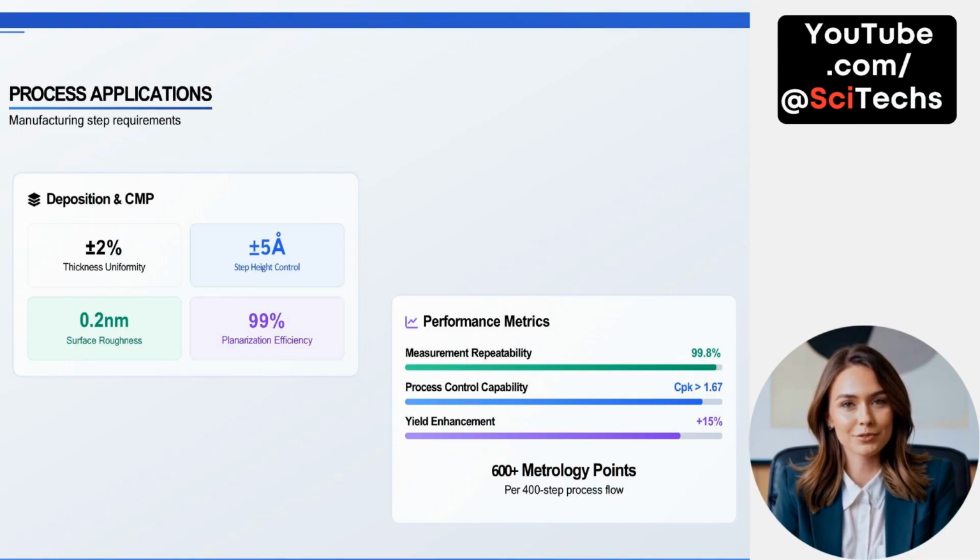Yield enhancement of over 15% reflects improved product output and reduced defects. Achieving this requires over 600 metrology points across a 400-step flow to maintain process insight and quality control.